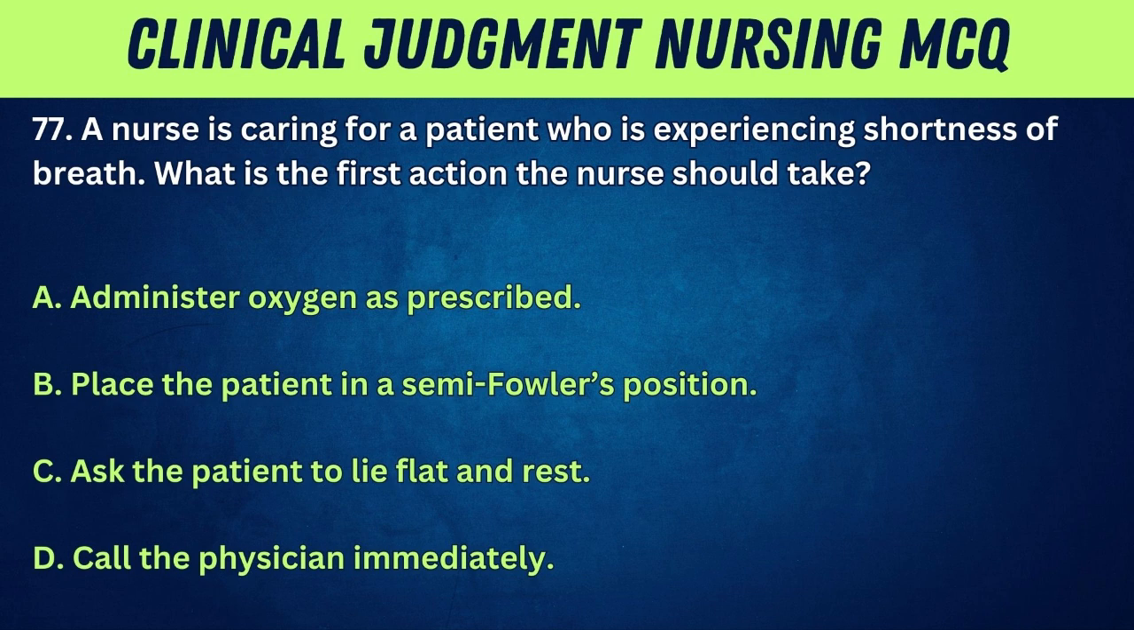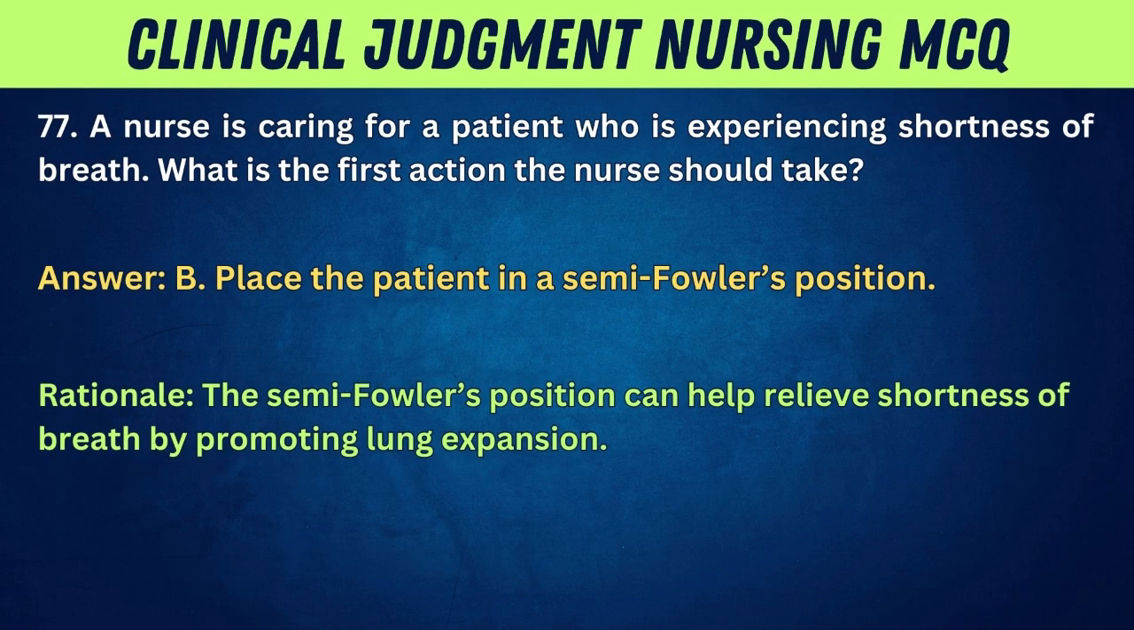77. A nurse is caring for a patient who is experiencing shortness of breath. What is the first action the nurse should take? A. Administer oxygen as prescribed. B. Place the patient in a semi-Fowler's position. C. Ask the patient to lie flat and rest. D. Call the physician immediately. Answer. B. Place the patient in a semi-Fowler's position. Rationale. The semi-Fowler's position can help relieve shortness of breath by promoting lung expansion.